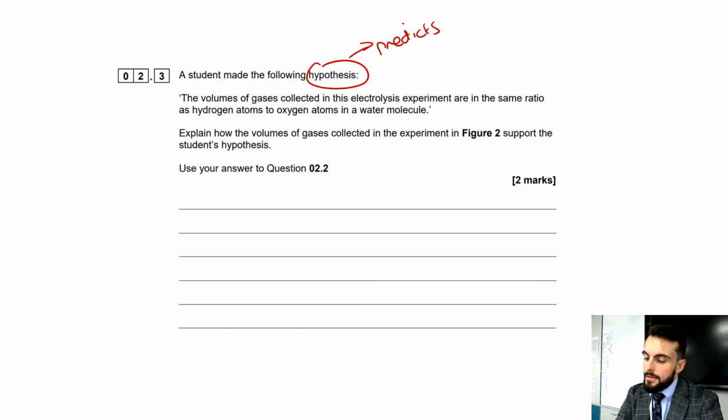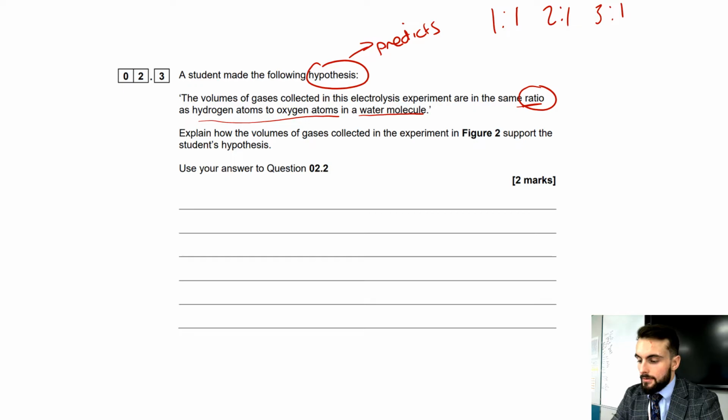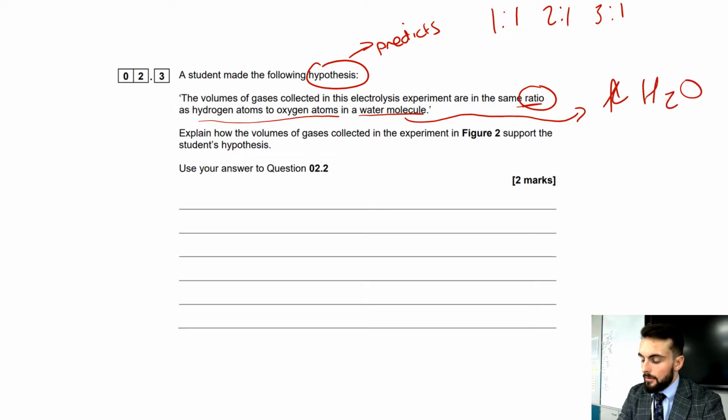The volumes of gases collected in this electrolysis experiment are the same ratio as hydrogen atoms to oxygen atoms in a water molecule. The first thing I'm thinking is ratio. What's a ratio? Ratios are the things that you've done in maths before, things like 1 to 1, 2 to 1, 3 to 1, etc. And then the key bit is it mentions a water molecule. What's a water molecule? Well, a water molecule is H2O. That just means 2 hydrogens and 1 oxygen.